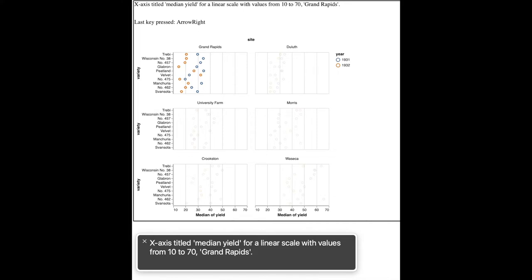Okay, here what happened, I pressed the right arrow just to move to the right in the data tree. So x-axis would be, so to speak, next to the y-axis in the tree. And again, we heard similar information, identifying the axes, what the range is, what the intervals are. Legend titled year for color with two values, 1931, 1932, Grand Rapids. Grid view of dot plot, Grand Rapids.